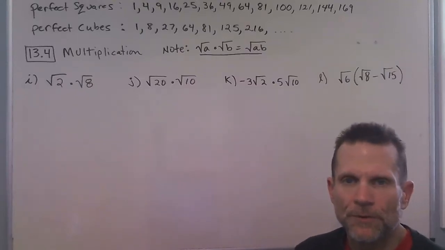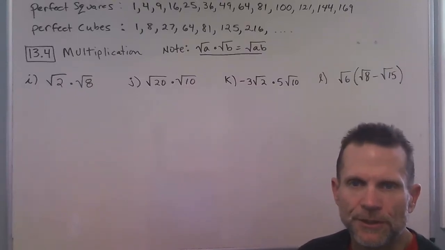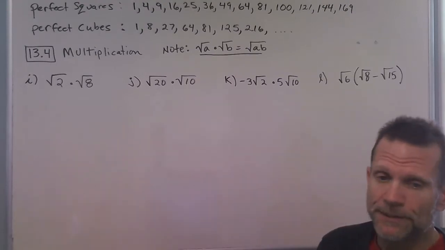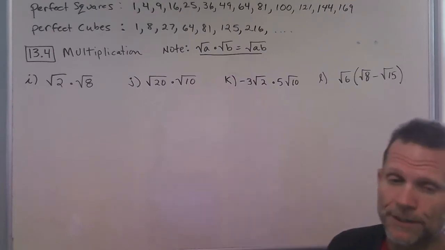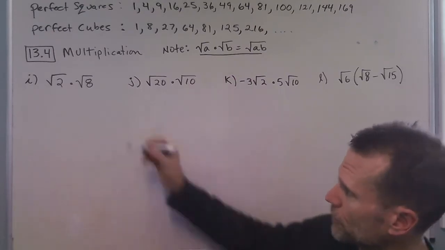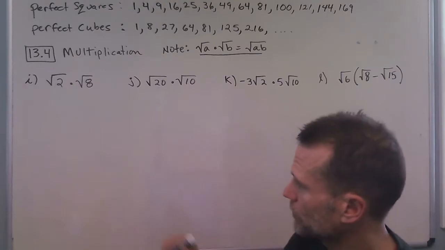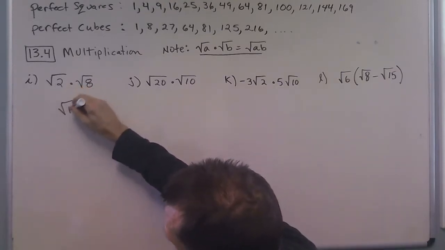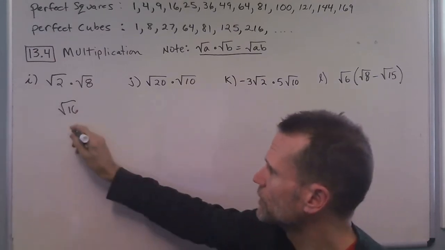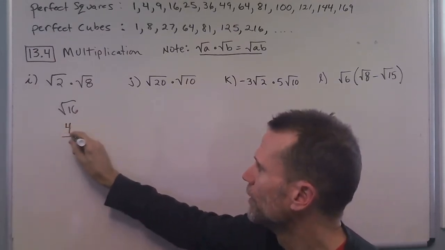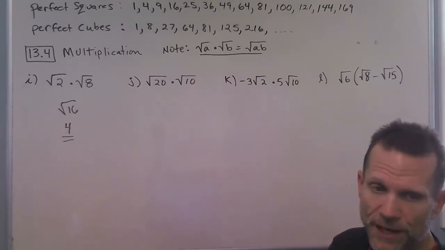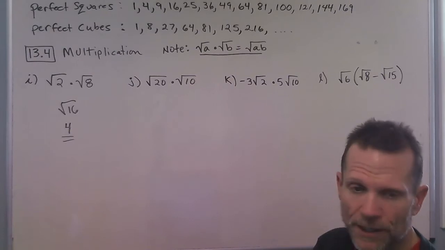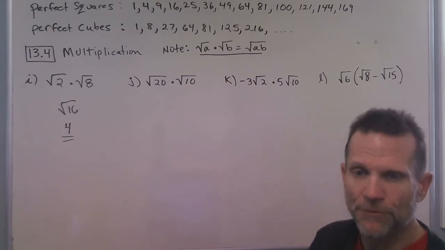Okay, moving forward with multiplication in section 13.4. When we multiply these together, we can follow this rule right here. And so I'm going to show you we can multiply what's under the radical sign, and we could get the square root of 16, and then the square root of 16 is 4. Now there's other ways to do that. We could simplify this first and then multiply together, and maybe I'll show you that on a few of these.